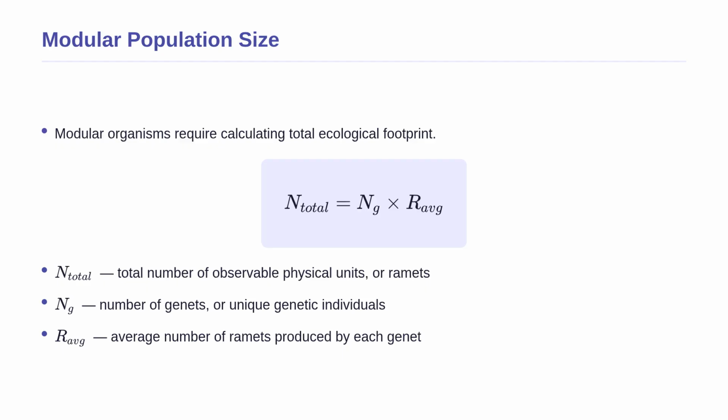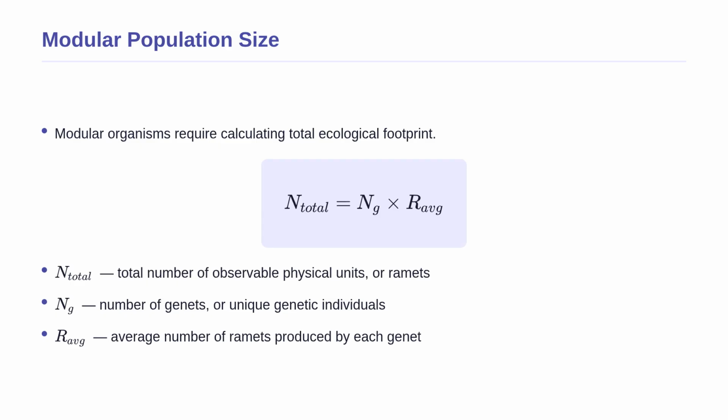Having seen how simple unitary populations are, let us look at how we mathematically represent modular populations. For modular organisms, a simple count of bodies is not enough. We must calculate the total ecological footprint by looking at both the genetic individuals and their cloned parts. The formula is N total equals Ng times R average.